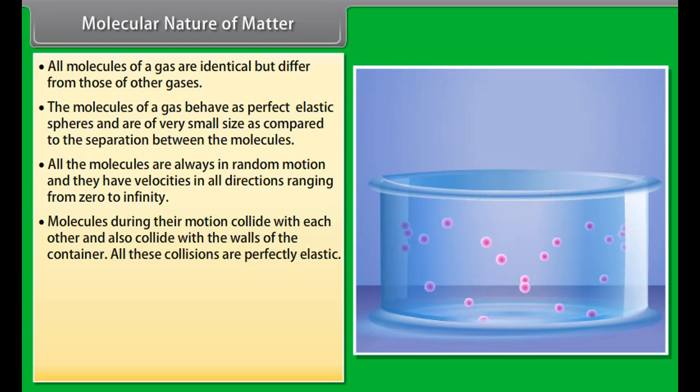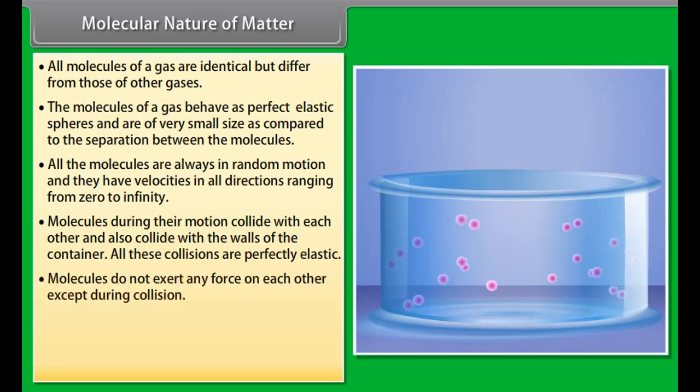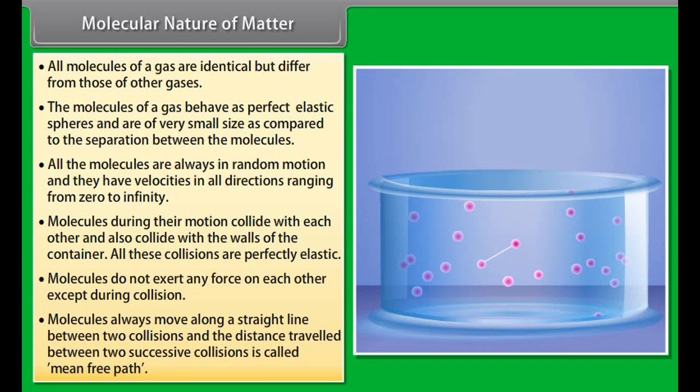All these collisions are perfectly elastic. Molecules do not exert any force on each other except during collision. Molecules always move along a straight line between two collisions and the distance travelled between two successive collisions is called mean free path.